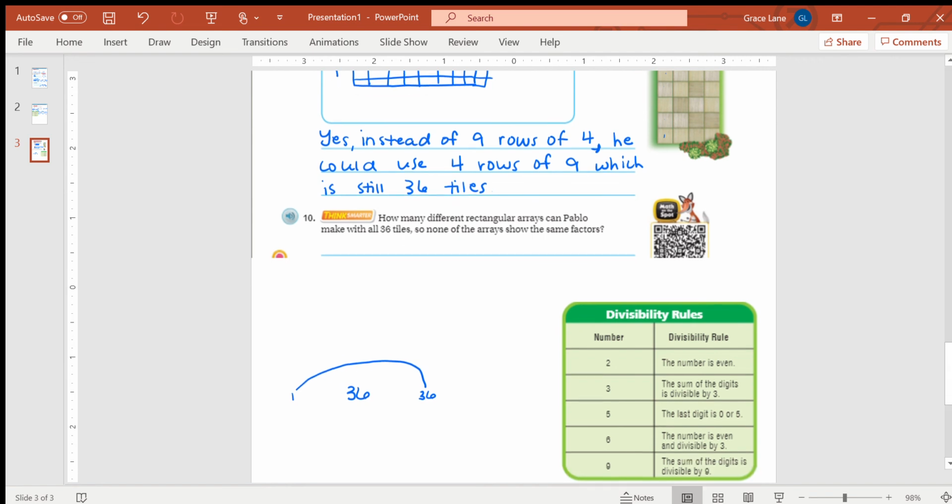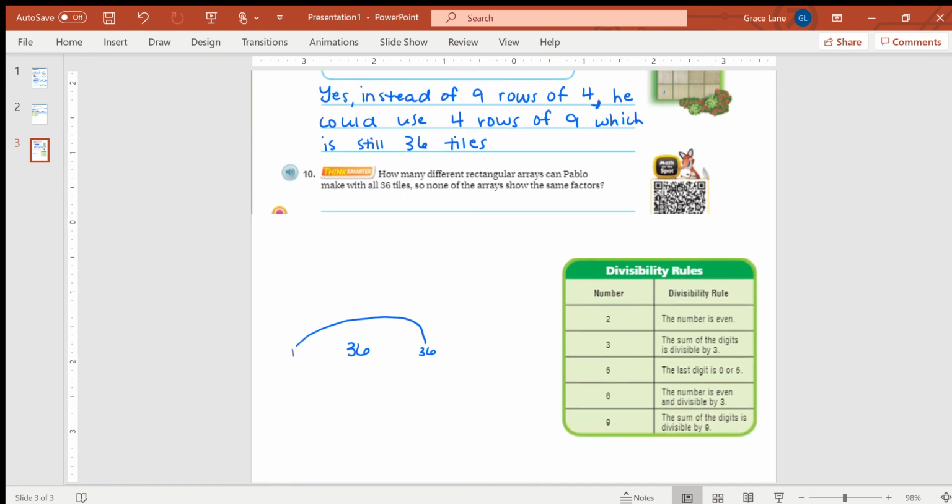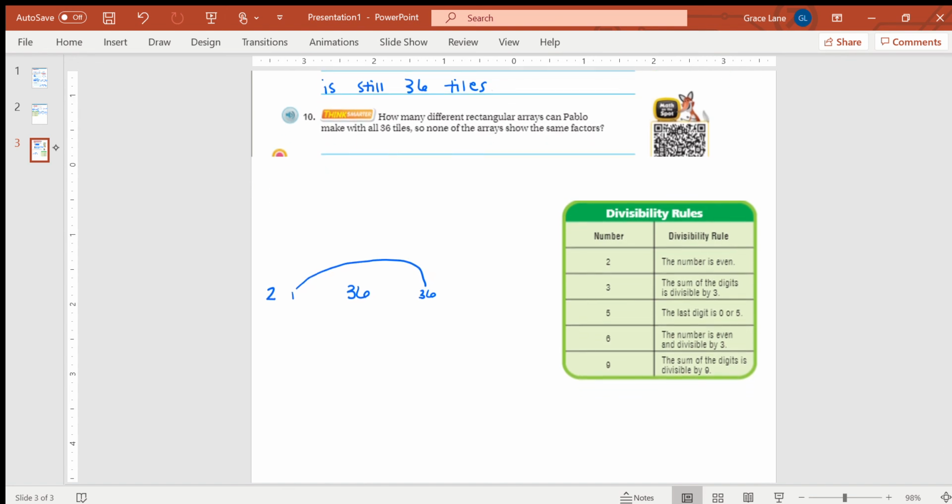Then look at your divisibility rules again. Since 36 is an even number, I know it can be divided by 2. If you don't know what 36 divided by 2 is, you need to go off to the side and do some long division. 2 goes into 3 one time. Get 1 left over. Bring the 6 down and you get 18. So the next factor pair is 2 and 18. Okay.